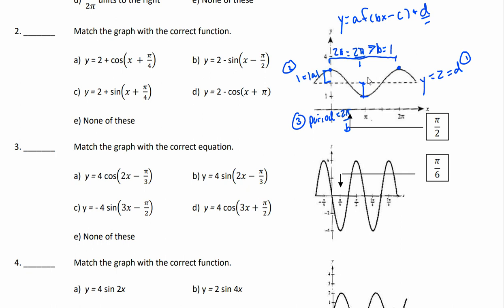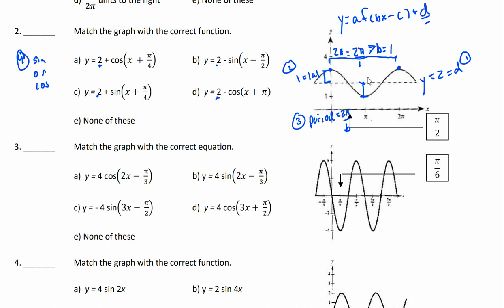So looking at all these different values, we have a 1 right here, and we have some that are negative. We have a d value, which is 2 here, here, and here. So that narrows that down. We also have a b value of 1 in every single one of these. So now the question, the last question, is: is this sine or cosine?